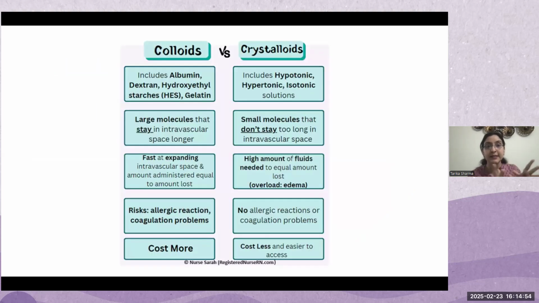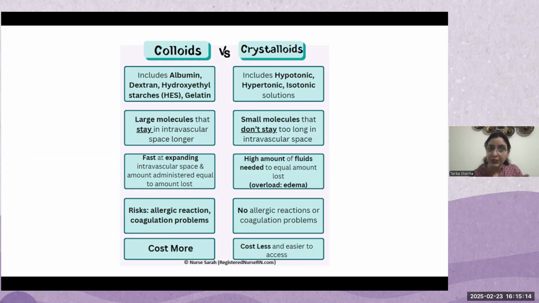So let's see the difference between the colloids and the crystalloids. When we talk about the colloids, they include albumin, dextran, or HES, which is your hydroxyethyl starches, or the gelatin. When we talk about the crystalloids, they include hypertonic solutions and the isotonic solutions.